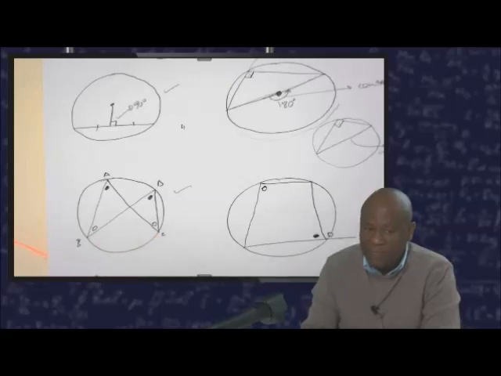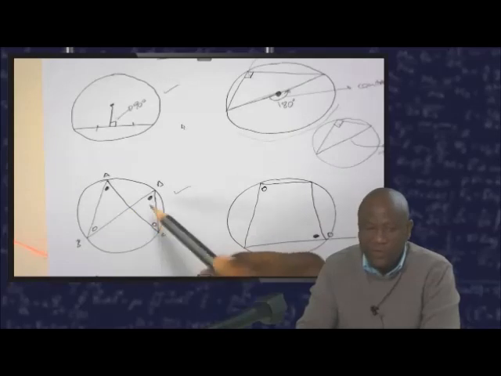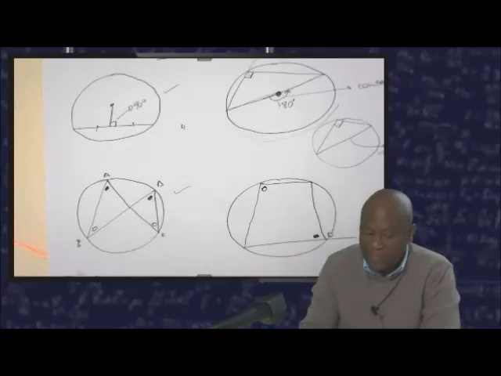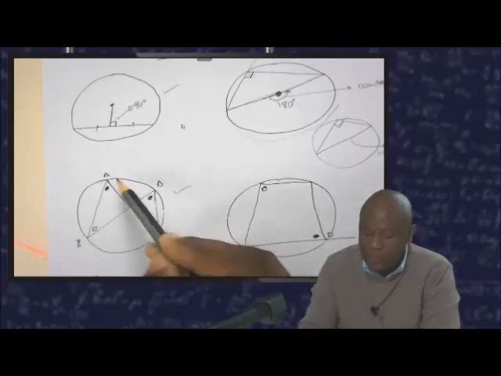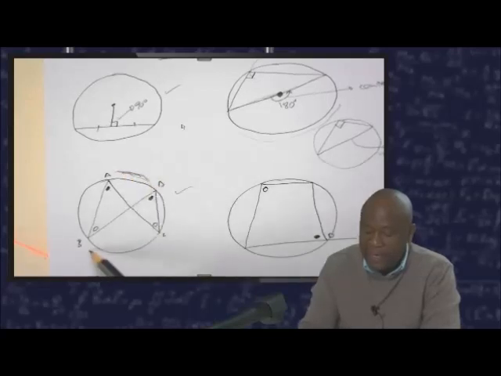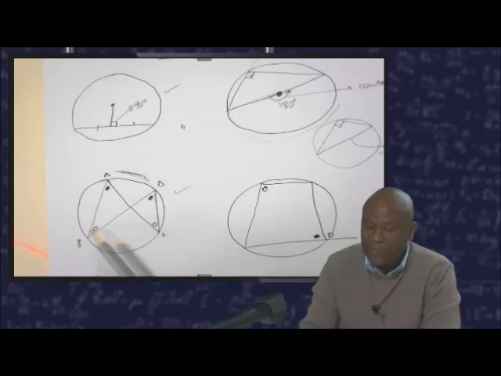You see the way I have indicated them, it is different. This is not equal to that, not at all. But these two are the same. They are equal in size because they are on the same segment of the circle. These two are also equal, subtended by arc AD. If this one is 40 degrees, this is also 40 degrees because they are subtended by the same arc AD.